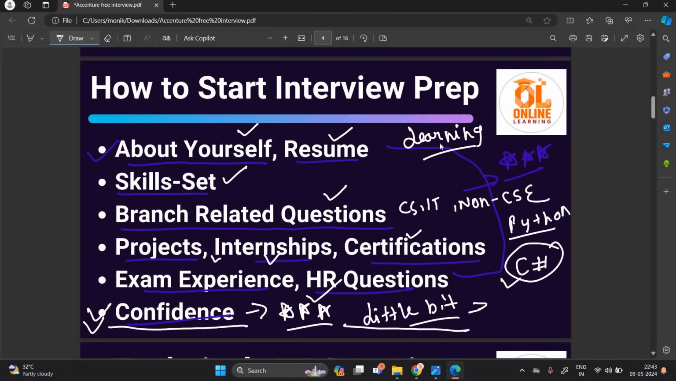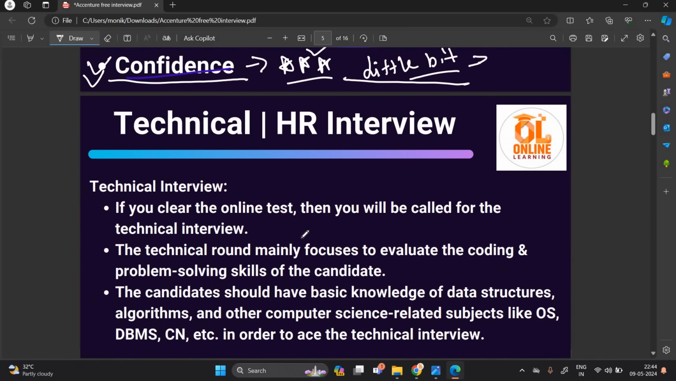We all know that not everyone knows everything, but we have to answer the question in such a manner that the interviewer feels that yes, we have confidence. You have to be confident in your interview. So about yourself, introduction, resume, skill set, branch related questions, project, internship and certifications are among the most important points.